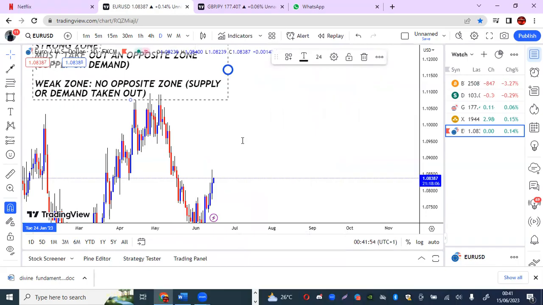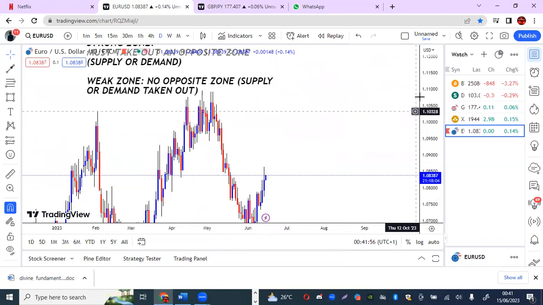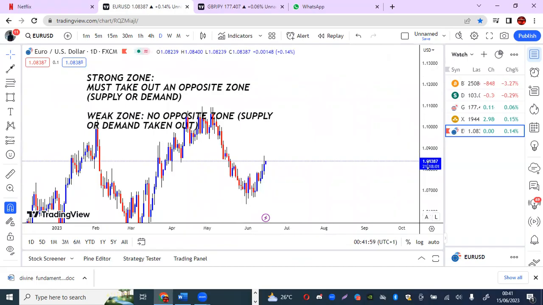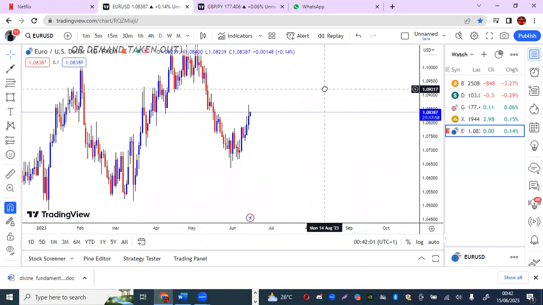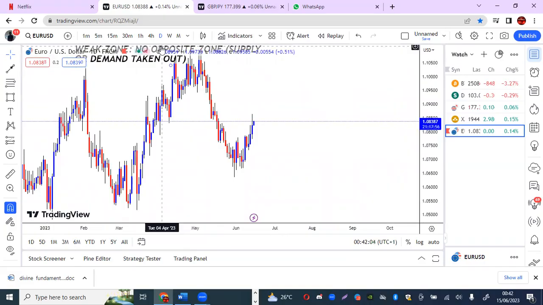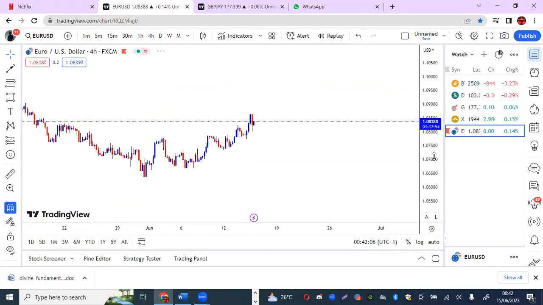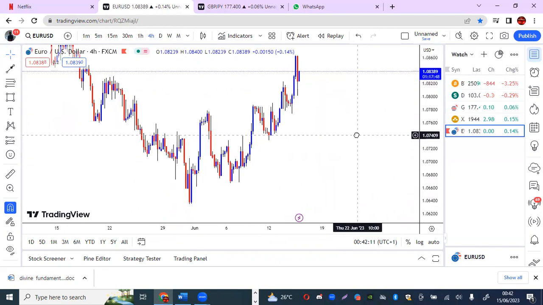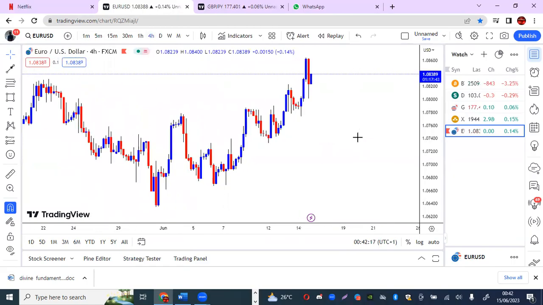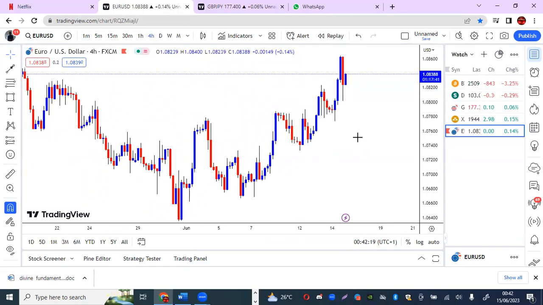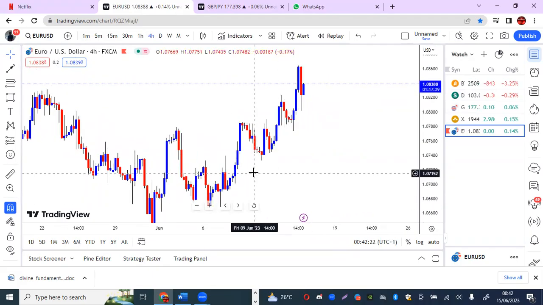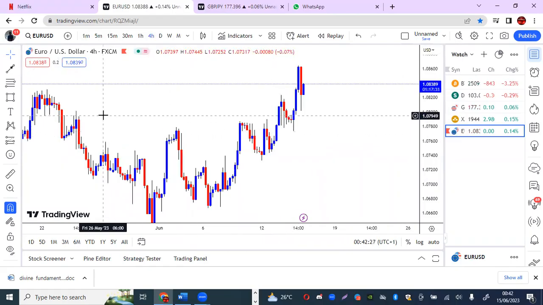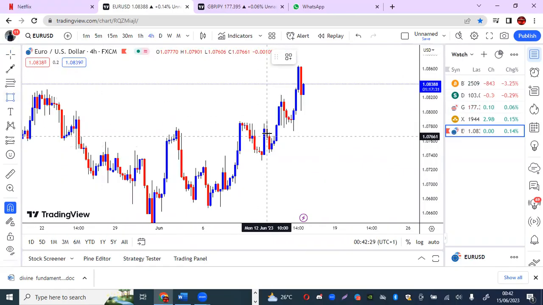Okay, so we're going to look at our chart and identify some of them. Okay, so we have that. Let me go to the 4-hour time frame. Okay, so now let's look out for a strong zone based on our definition. Now, this is a zone, right? This is a zone.